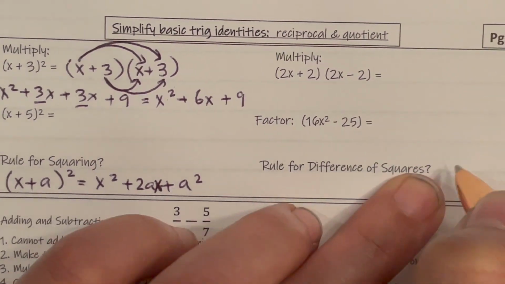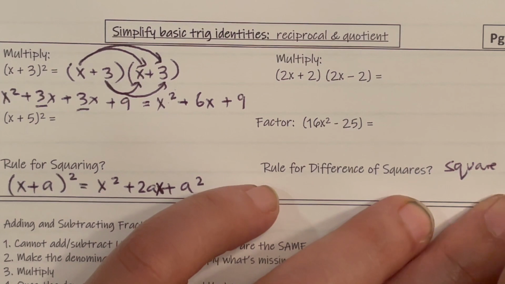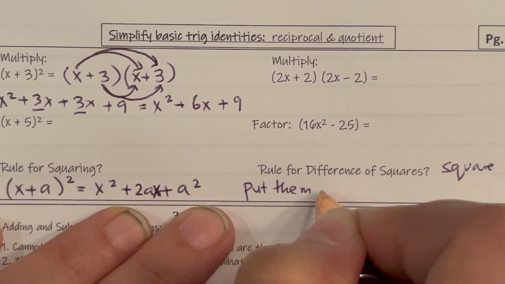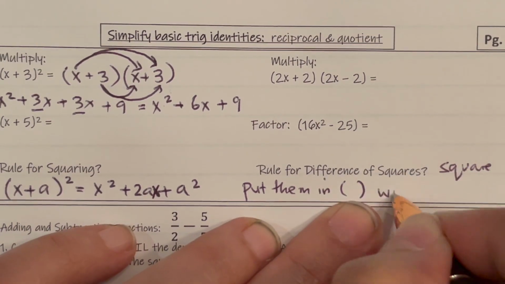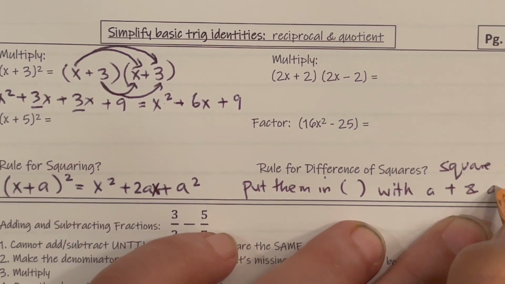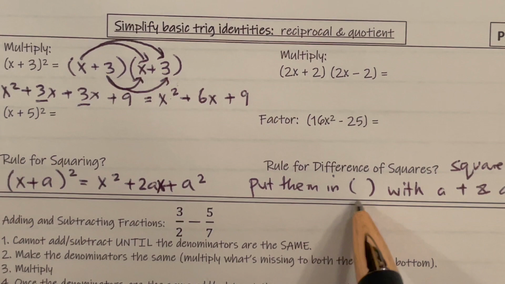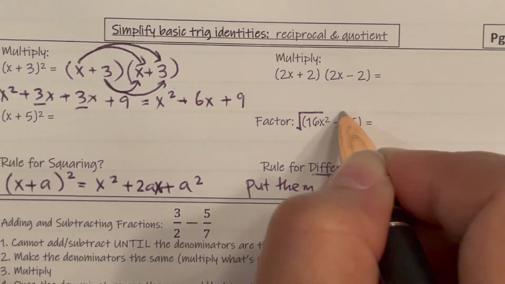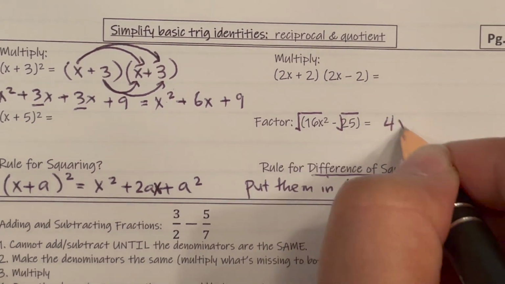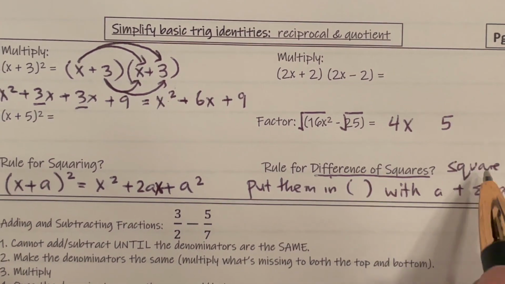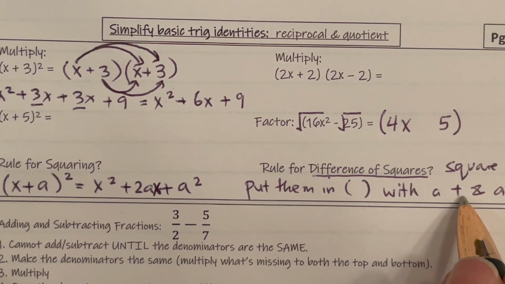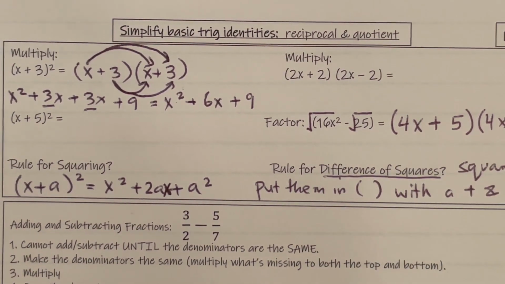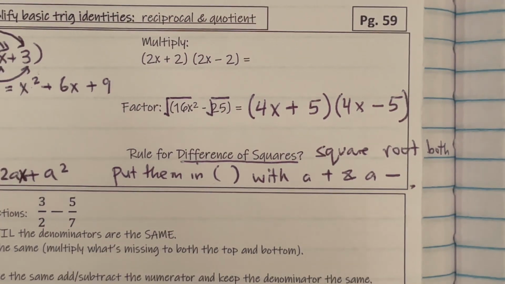In terms of factoring, the rule for factoring, and this only works for the difference of squares, is you take the square root of both and put them in parentheses with a plus and a minus. Okay, so I'm going to show you what that is. So you take the square root of the first, square root of the second: square root of 16 is 4, square root of x squared is x, square root of 25 is 5. In parentheses with a plus and then a minus. So that's how you do it. And it only is for difference of squares.